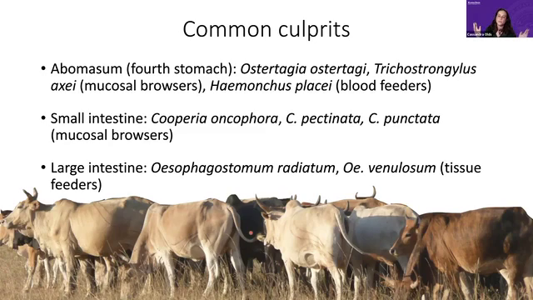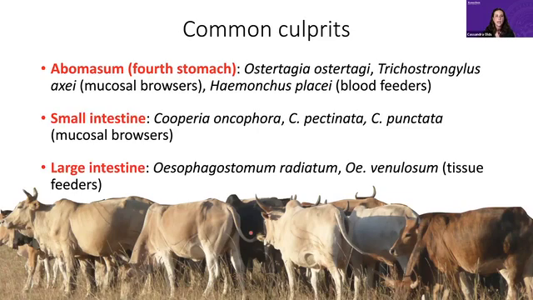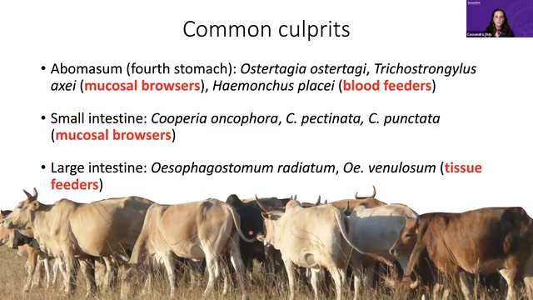So we talk about worms and we just throw this word around, and I really wanted to put this slide here to highlight that there are multiple different species of worms, and they inhabit very specific areas of the animal. So you have worms that are only located in the abomasum, you have worms that are only located in the small intestine, and then worms that are only in the large intestine. So they really are specific to the area of the host which they colonize. In addition to that, not only are they site-specific, they're also specific in what they feed on. So you have mucosal browsers, you have tissue feeders, and then we also have the blood feeders.